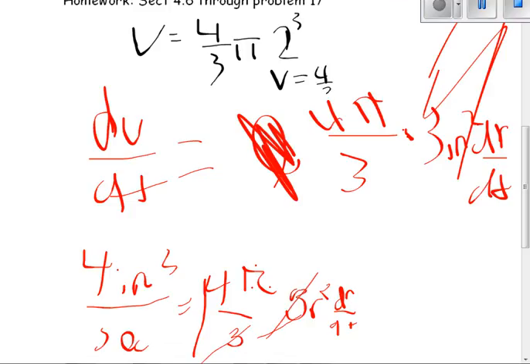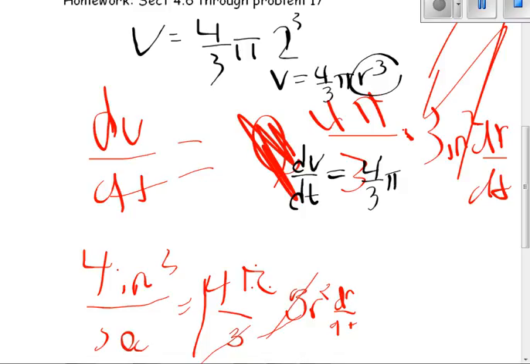4/3 pi r cubed. Take the derivative, so dV/dt equals 4/3 pi. What's the derivative of r cubed? 3r squared times dr/dt. You know what r is. What's r? You know dV/dt. Is that 4? Substitute them in, and solve for dr/dt. You should get 1 over 4 pi.